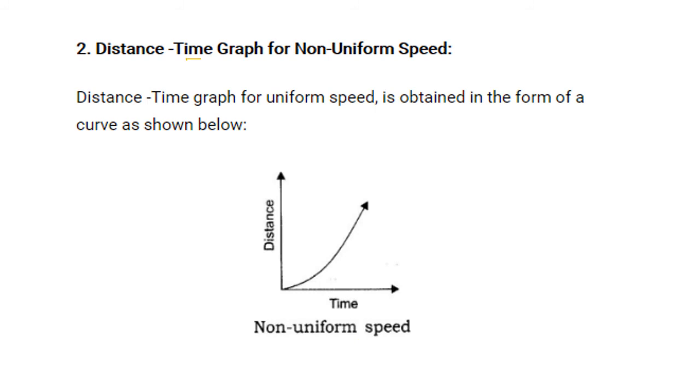Now let's talk about the distance time graph for the non-uniform speed. Whenever you plot the distance time graph for a non-uniform speed, you will always get a curved line. Can you see over here? The distance and time graph, if you plot it, you will always get a curved line.